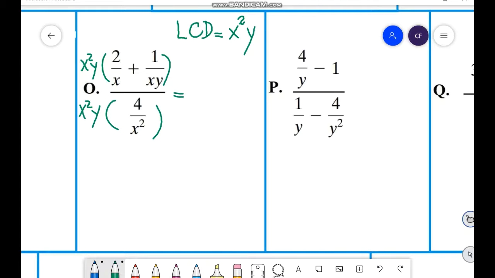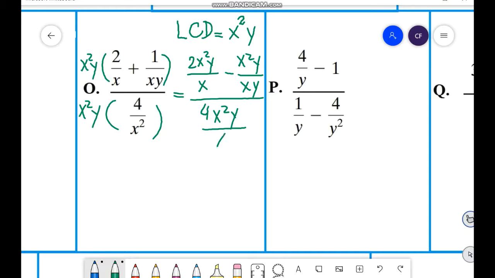The result is going to be, I think you can squeeze it here, 2x squared y over x minus x squared y over xy. And at the bottom we have 4x squared y over x squared. Simplify x squared with x squared. What else can you simplify? Simplify everything that you can.